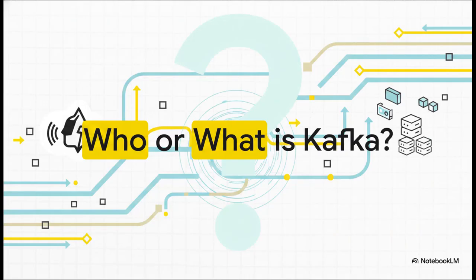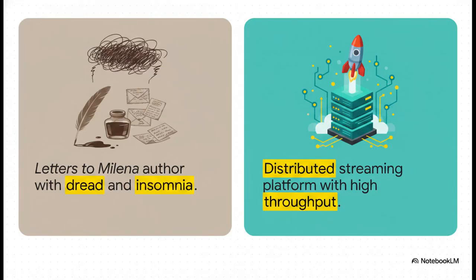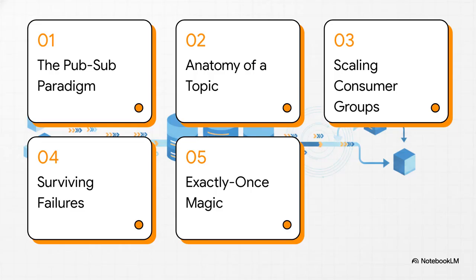But before we get into the weeds, let's establish a quick baseline here. Who, or I guess more accurately, what is Kafka? Now, if you're a big fan of classic literature, your mind might immediately jump to Franz Kafka, the 20th century author famous for deep existential dread and agonizing insomnia. But don't worry, we are focusing on Apache Kafka today. So absolutely no existential dread here, just a highly scalable, distributed event streaming platform that is purpose-built for incredible throughput and fault tolerance.